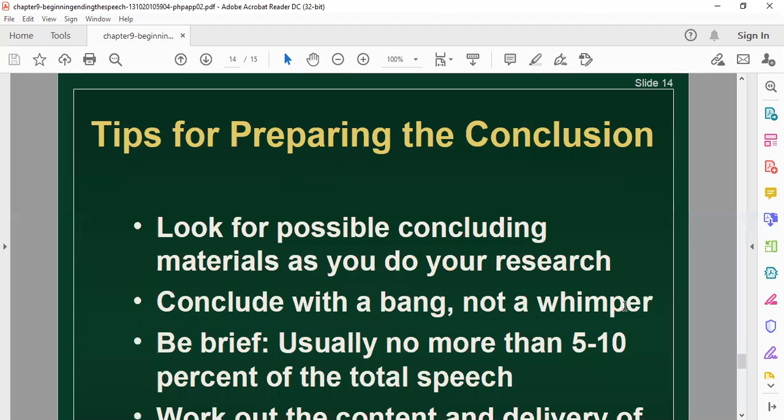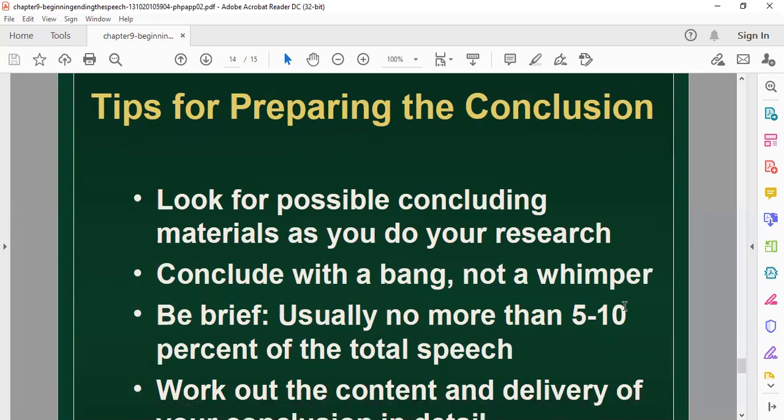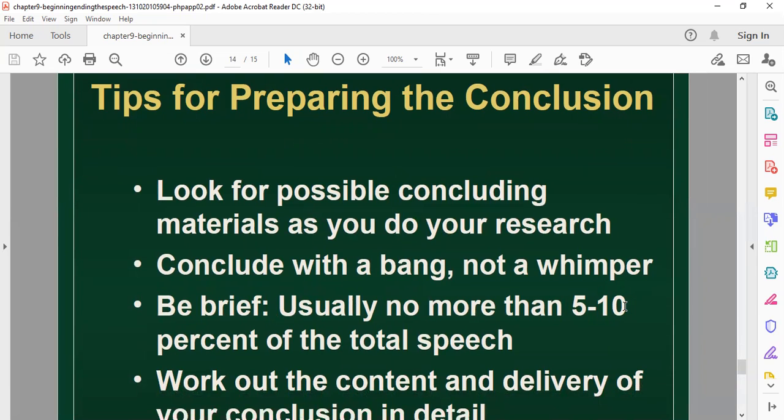Okay, so we move on to the next slide and see what we have. Tips for preparing the conclusion. Look for possible concluding material as you do your research, so find more suitable concluding material. Conclude with a bang, not with a whimper. You must understand there are 2 opposites, whimpering and bang. There's a kind of blast. So make sure that you have a bang kind of ending or conclusion.